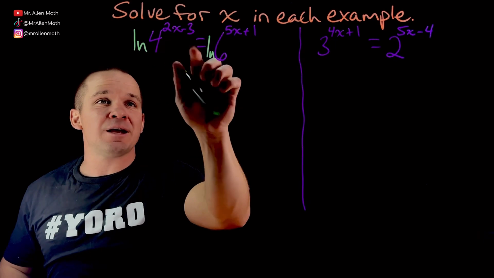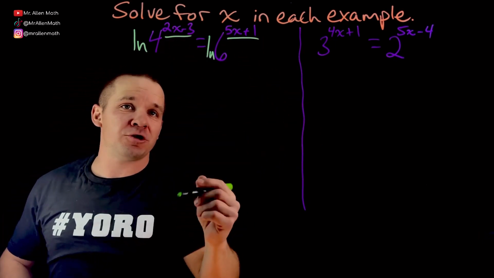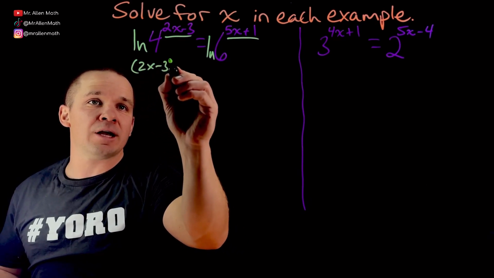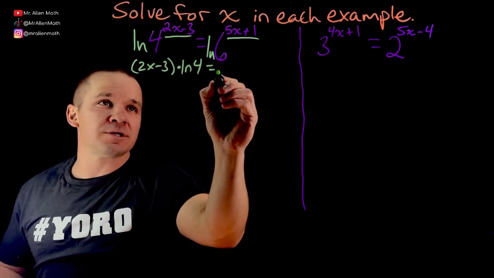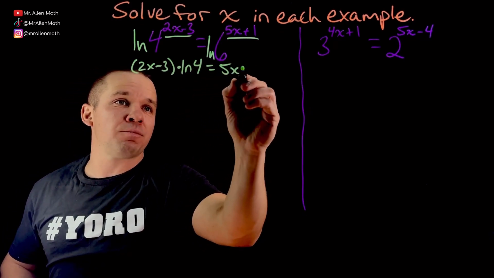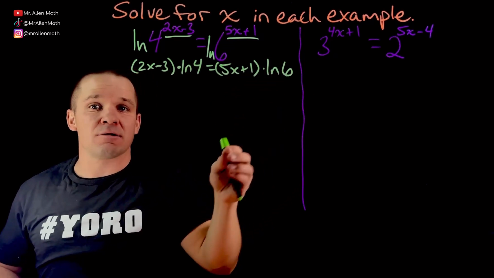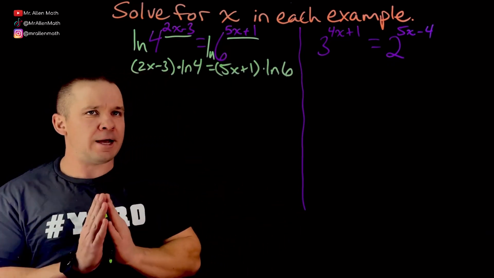Now I can take my exponents and write them in front as a coefficient. So now what I'll have is 2x minus 3 times natural log of 4 equals 5x plus 1 times the natural log of 6. I can take an exponent and write it as a coefficient. That's a log property.